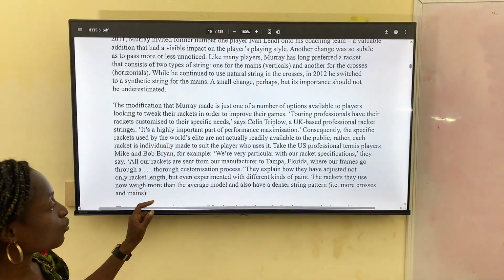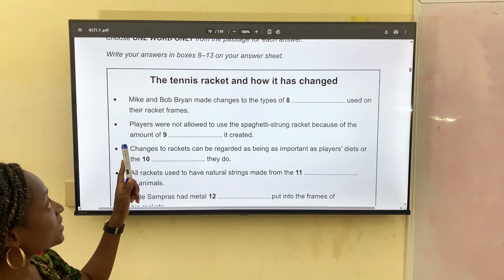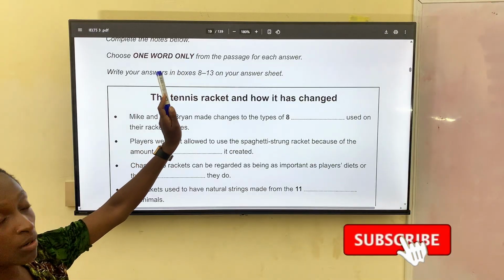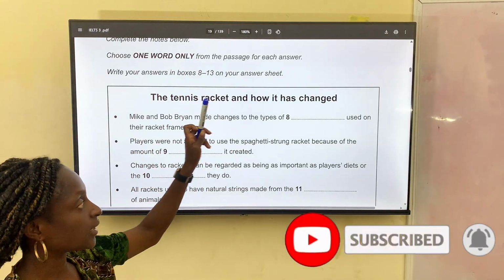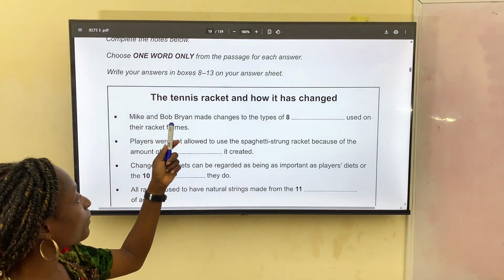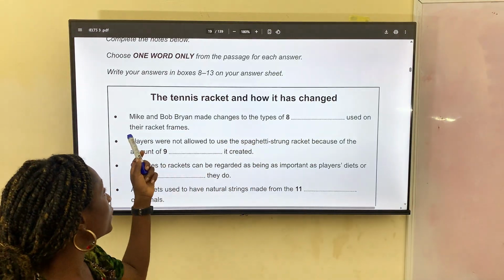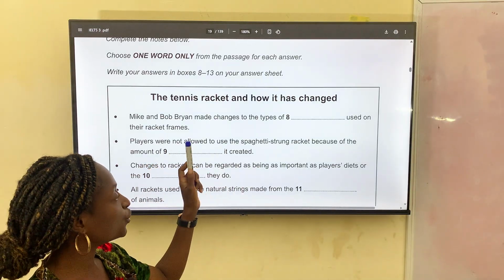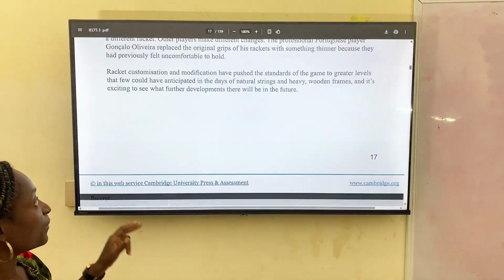So let's go back to the question to know which word we are to fill in. Like I said, pay attention to the instruction. Now the instruction says, choose one word only from the passage for each answer. That means we are to choose just one. Now we have Mike and Bob Byron made changes to the types of dash used on their racket frames. So we go over and check where that information is.